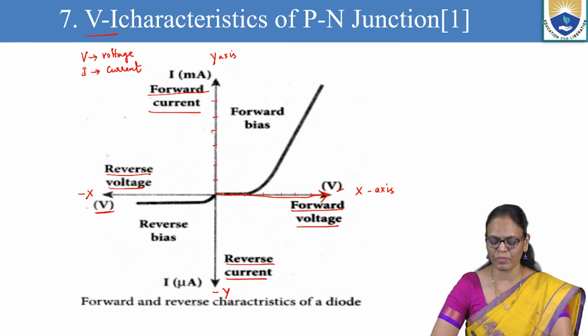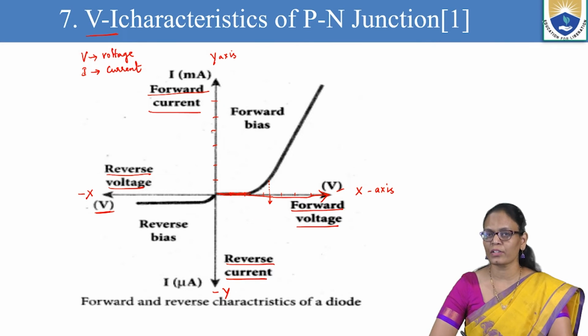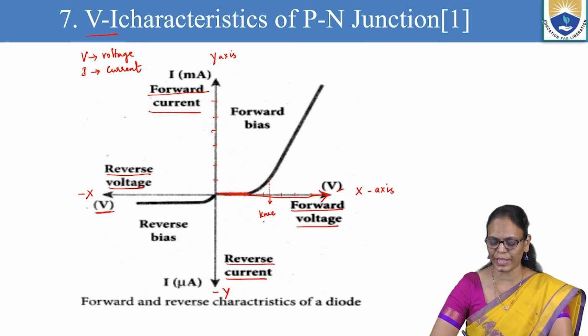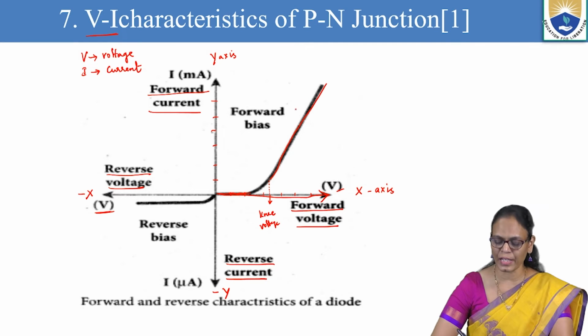Initially, with the increase in voltage, there is not much increase in current. But there will be a particular voltage, which we call the cutoff voltage or threshold voltage or knee voltage, at which there will be a sharp rise in current. That means the increase in voltage is small, but the rise in current is large. That is what we see in forward bias.